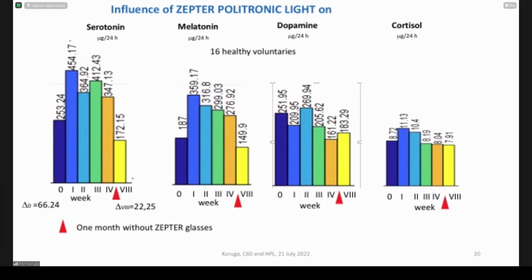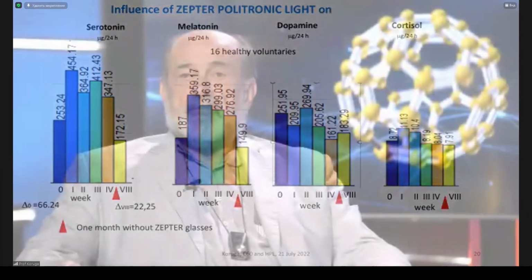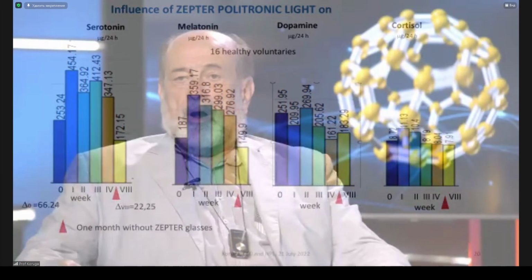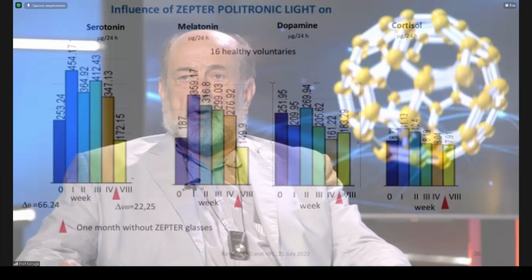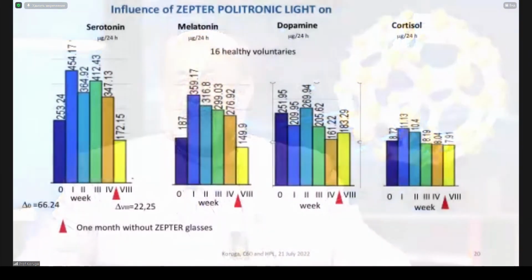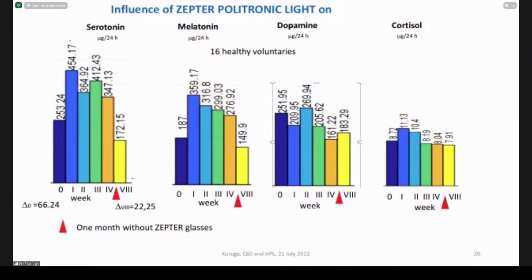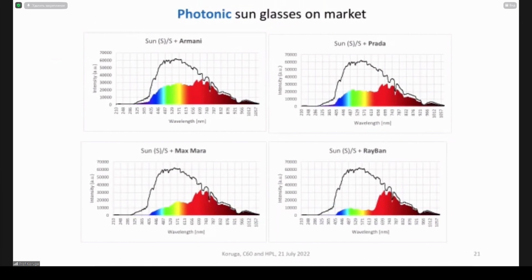And we also tested the influence on our biomolecules like serotonin, melatonin, dopamine, cortisol. In the beginning, you can see the change, but in the end, we actually have a regulation of all four of these hormones, neurotransmitters, and others. This is very, very beneficial for our state.